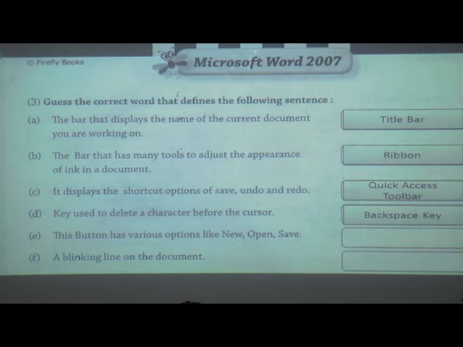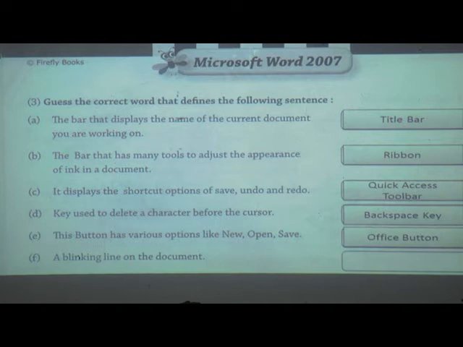Next one. This button has various options like new, open, save. In 2010 it is not a button, it is File, but in the book it is 2007. And what do you call that button? It is a rounded button. What do you call that button? Good, it is Office button.